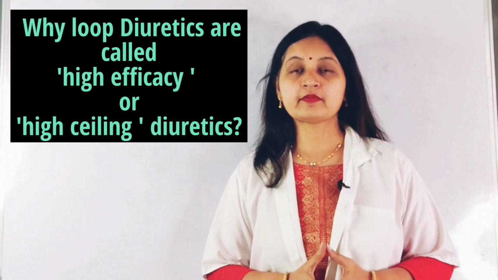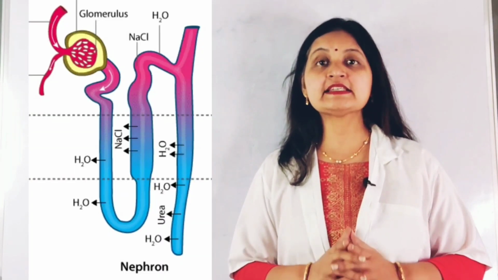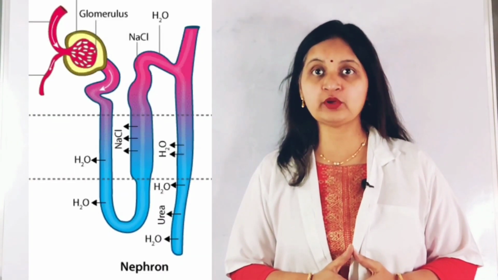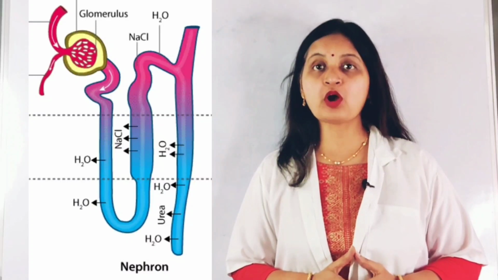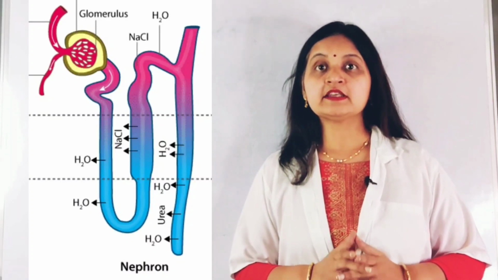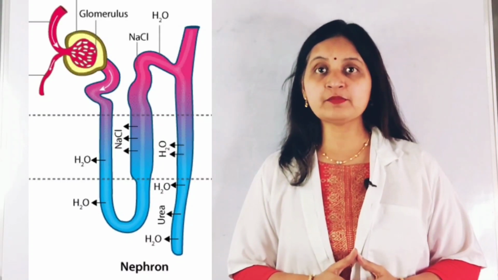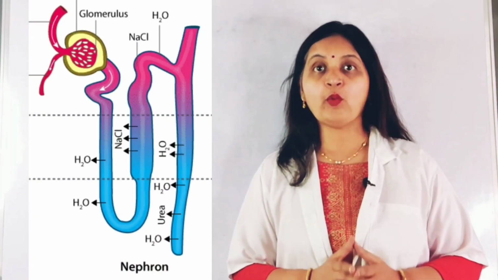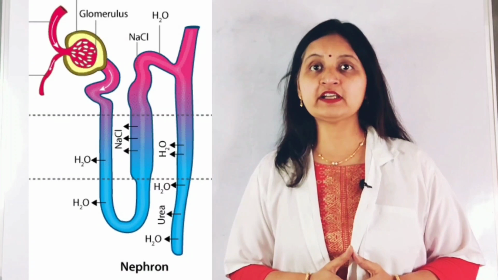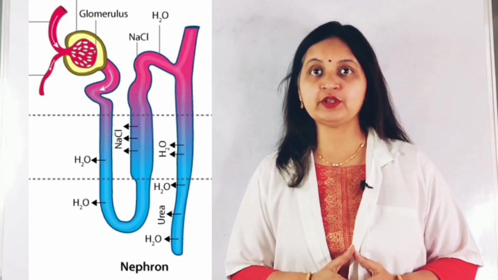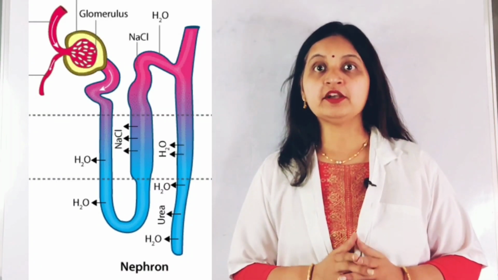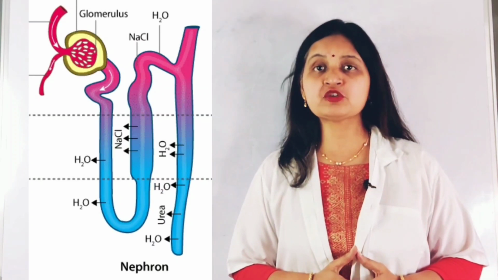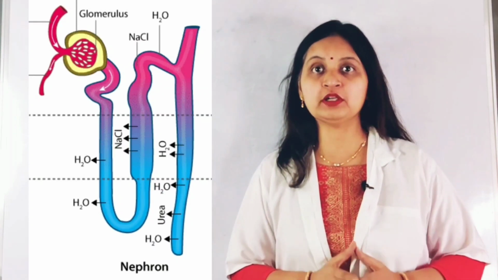But why? In the figure, as we can see, 67% of the filtered sodium is reabsorbed at the proximal tubule. The solutes that are rejected by the proximal tubule reach the thick ascending limb of loop of Henle, where 25% of filtered sodium is reabsorbed into the interstitium. The remaining 5% of the filtered sodium reaches the distal tubule.